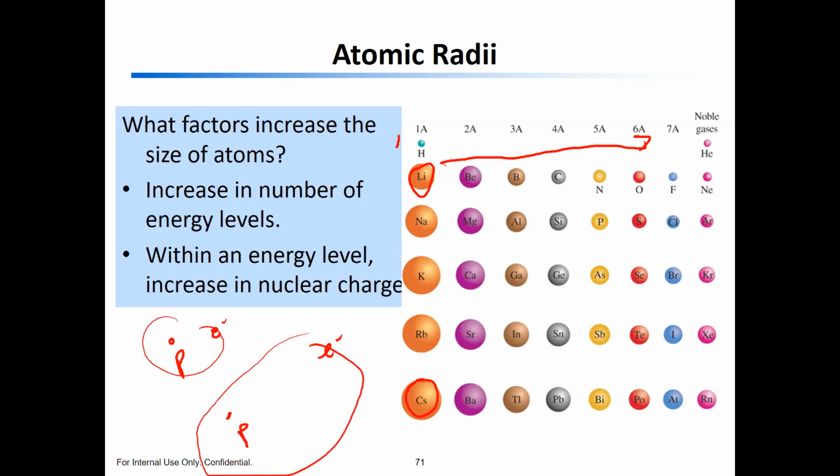Which one's easier to remove the electron? A or B? Why? Why B?